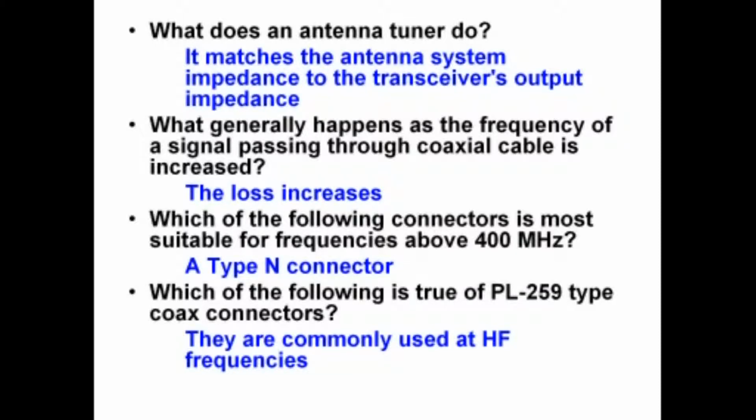What does an antenna tuner do? The tuner matches the antenna system impedance to the transceiver's output impedance. So if we have an antenna that is not a 50 ohm antenna, the tuner lets us match that antenna to the transceiver so that the transceiver can transfer the maximum amount of power.